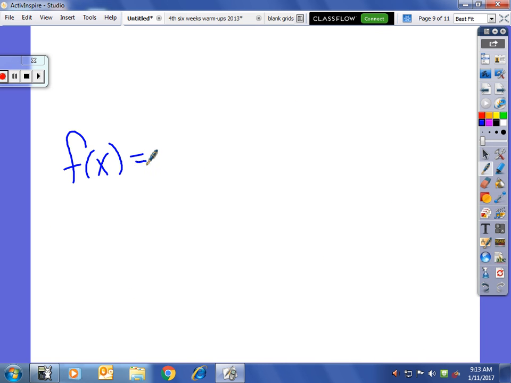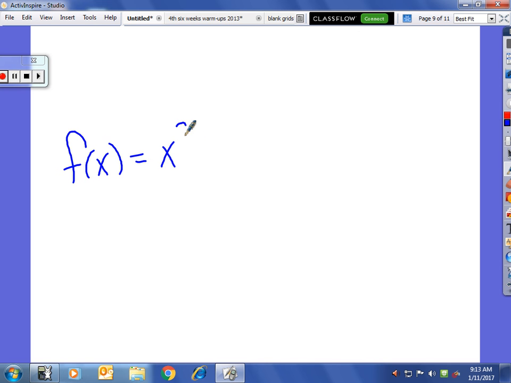F of x equals x squared plus 2x minus 7. What's f of x mean? Y. Okay, same thing as y. Is this a smile or a frown? It's a smile. How do I know it's a smile? Because a is positive. The number in front of x squared, if it's positive, you got to smile. If it's negative, you got to frown.